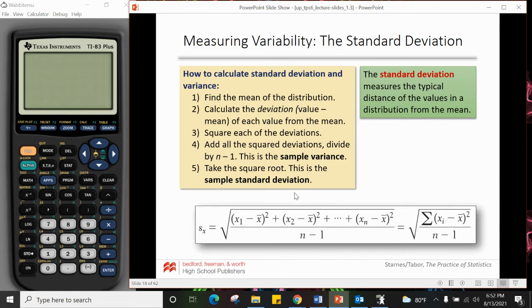So this is the very ugly formula, but all it means is: take the first x1 minus x bar, square it, plus x2 minus the mean, square it, plus x3 minus the mean, square it, plus dot dot dot, plus the last one minus the mean, square it. Once you've added that all up, you divide by n minus 1, and then you take the square root. If you don't take the square root, that's the sample variance. Take the square root, it's the sample standard deviation. So knowing the standard deviation, you should be able to find the variance very easily. You just square it, and vice versa.